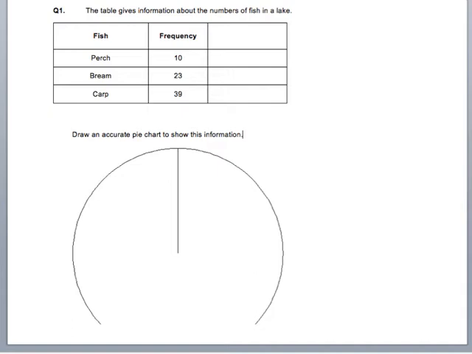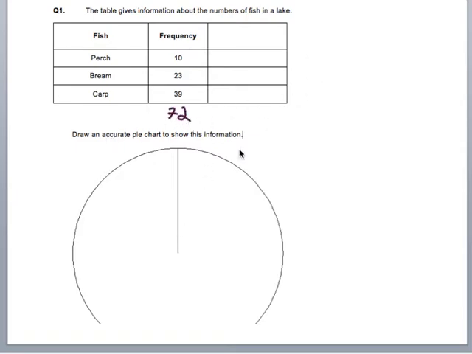Now, it'll more than likely be in the format of a question that will give you a table of information. In this case, it's about the numbers of different fish in a lake, and you will be asked to draw a pie chart showing this information. We've got three types of fish: perch, bream, and carp. I know that we have 10 perch, 23 bream, and 39 carp. So in total, there are 72 fish.